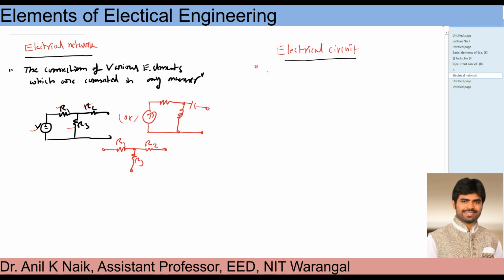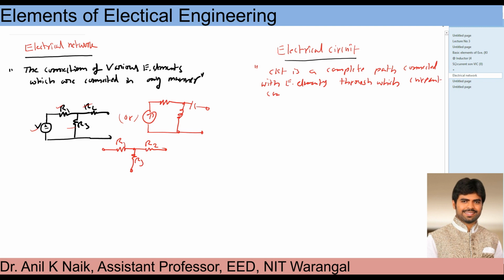Now what is an electrical circuit? An electrical circuit is a complete path connected with electrical elements through which current can flow.